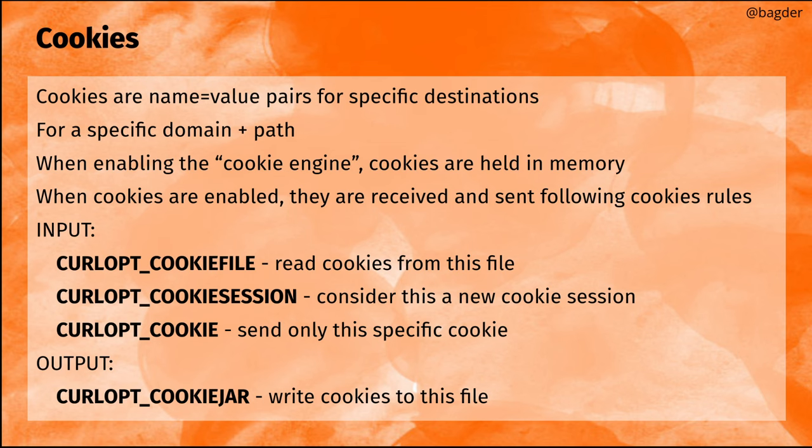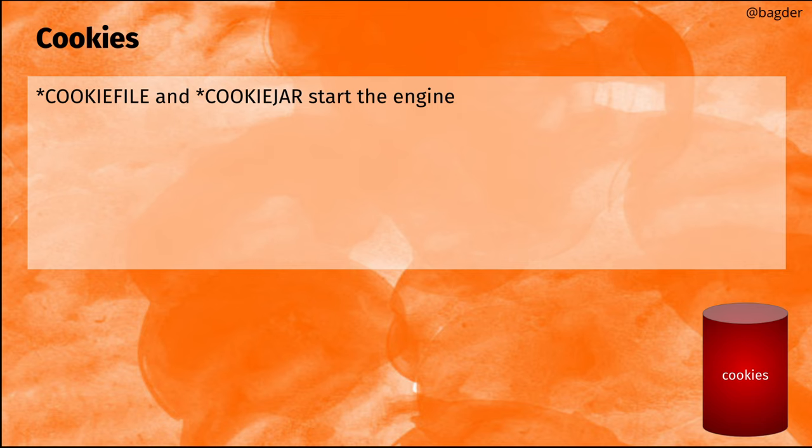When you're done, save all the cookies to this file so that we can use it in another session, maybe tomorrow, and read it back again with the cookie file option. So this is how you control cookies. And cookies are stored in-memory, I told you, in the easy handle. And they are not shared between easy handles unless you specifically ask curl to do that.